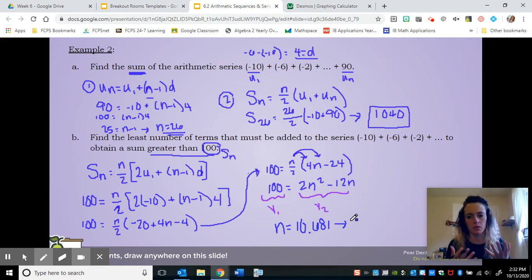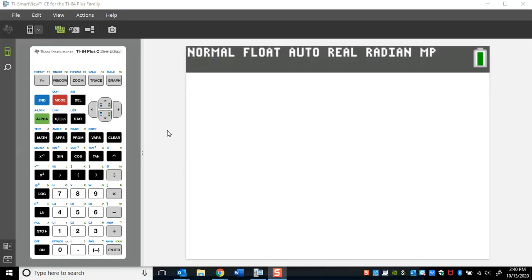We already have a positive, that's great, but we need it to be a whole number. So we were trying to find the least number of terms that must be added to obtain a sum greater than 100. So just like we talked about in example 1, if I were to round down to 10, my sum hasn't reached 100 yet. But if I round it up to 11, my sum will have surpassed 100. And that's the value that I wanted. So I'm going to say n equals 11. They wanted the least number of terms, so leaving it as n is perfect.